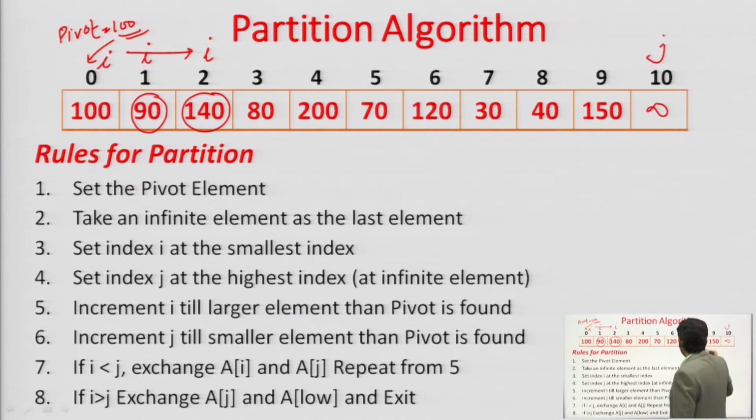And now, a similar thing is done with j. We decrement j until we get an element smaller than the pivot. So, this element is not smaller than the pivot. So, we just decrement j again. This element 40 is smaller than the pivot. So, we will stop here.